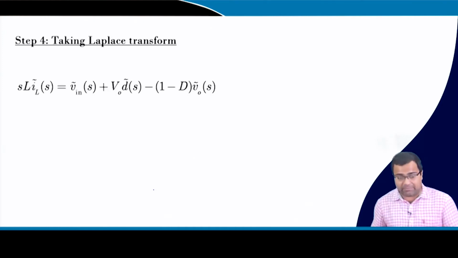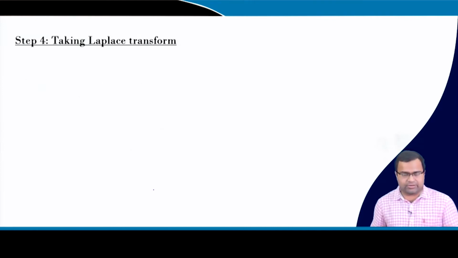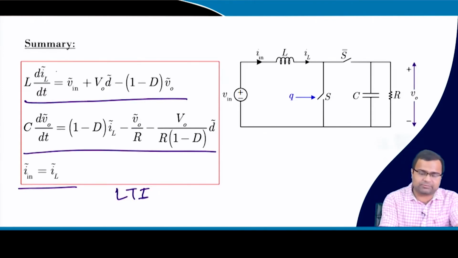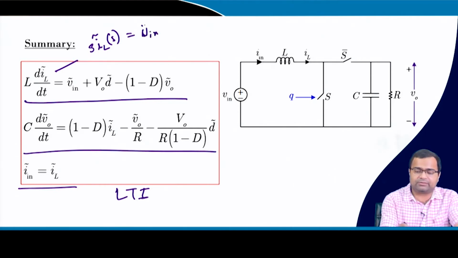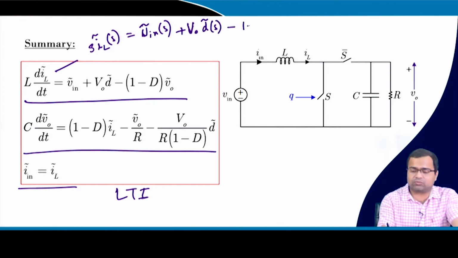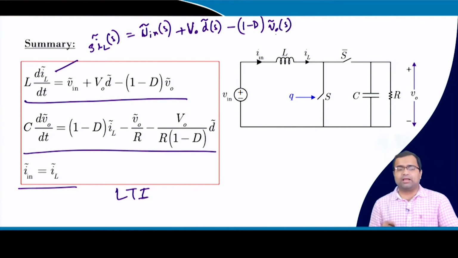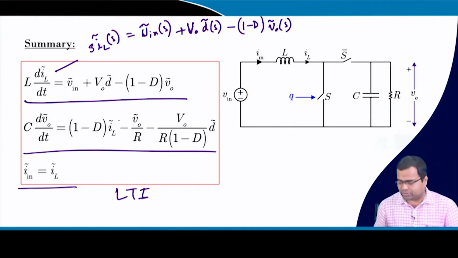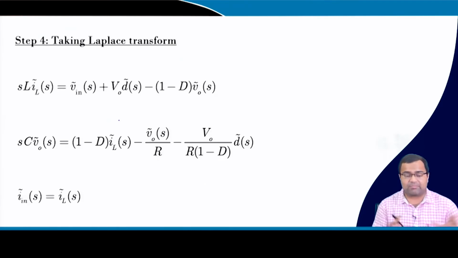Now, if we apply the Laplace transform, then we can get s. If you take the Laplace transform of this, the left-hand side will be s times I_L tilde(s), and the right-hand side will be V_in tilde(s) plus V_0, this is a capital V_0 steady state, pointing to s, minus (1 minus d) times V_0 tilde(s). Okay. Similarly, you can apply the Laplace transformation to all of these.